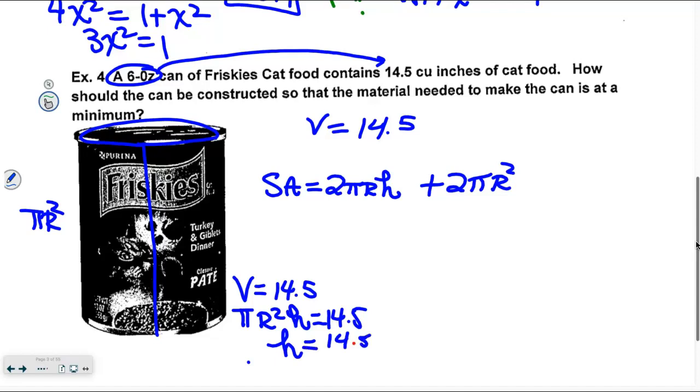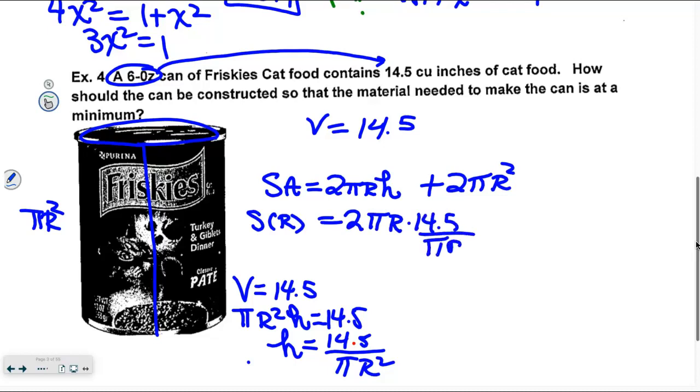So h equals 14.5 over pi r squared. Now I'm going to plug it back in, so I have my surface area as a function of the radius. I like to write it as S of r. And that's going to equal 2 pi r times my h in terms of r, 14.5 over pi r squared.